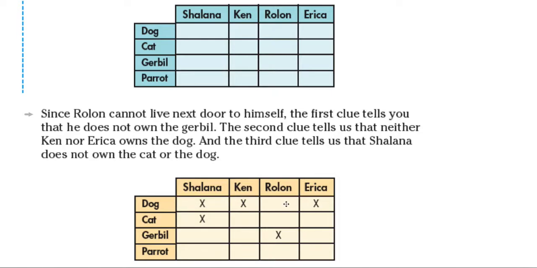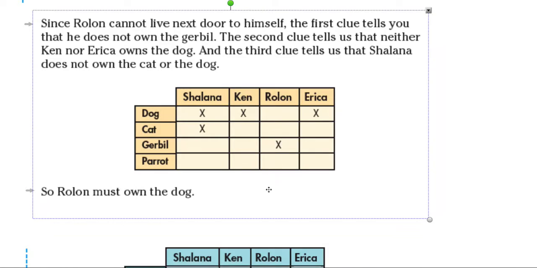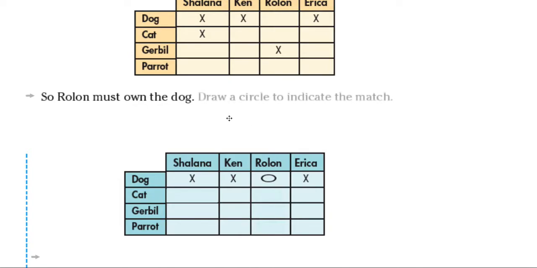Now if you notice in this case, since Shalana, Ken, and Erica do not own the dog, it's logical to think that Roland must own the dog. Draw a circle to indicate the match. So Roland owns the dog. And these are all X's right here. So that's what we did. We draw a circle to indicate the match.